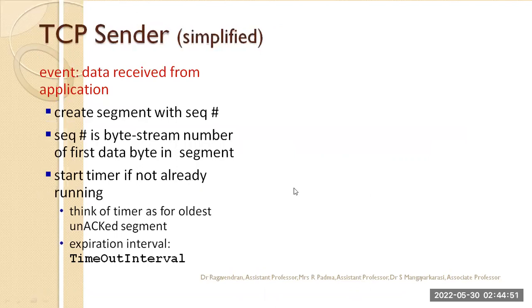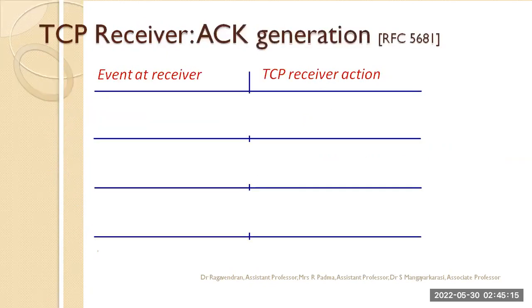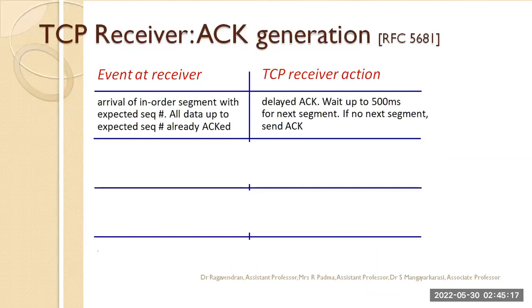So the TCP sender. On the event of data received from the application, it creates a segment with a sequence number. The sequence number is the byte stream number of the first data byte in the segment. Start the timer if not already running. So the events are timeout and acknowledgement. On timeout, the timer is restarted. Acknowledgement is used to acknowledge the information received.